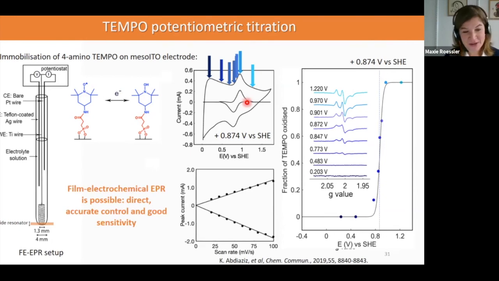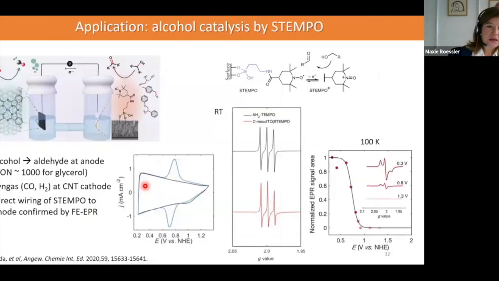And maybe just to mention here that film electrochemical EPR is definitely not there to measure reduction potentials. There's definitely simpler ways out there to do that, such as just recording a CV, or indeed doing potentiometric titrations that I discussed earlier. But this was necessary for us, I think, to demonstrate that we really do have this exquisite potential control.